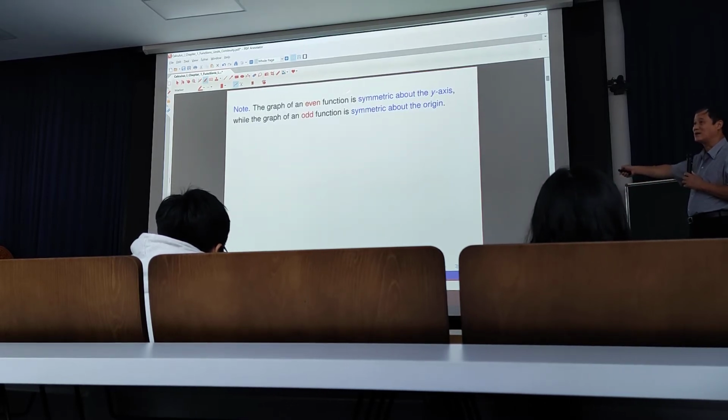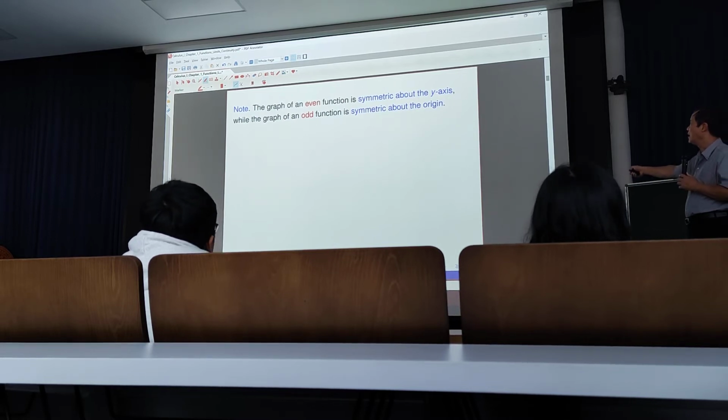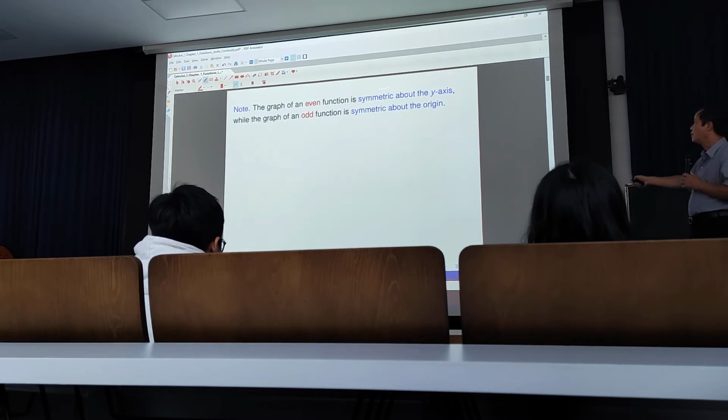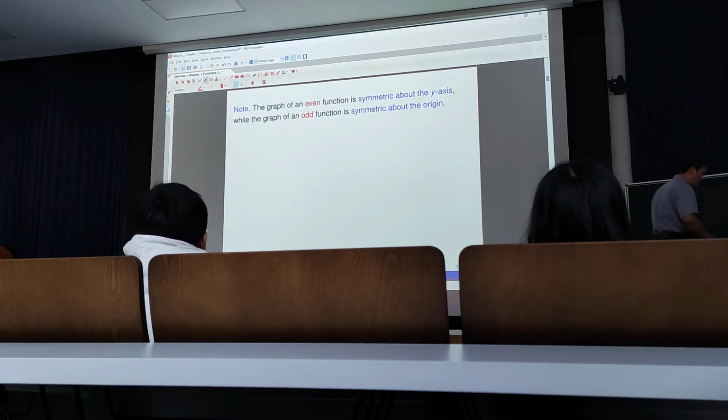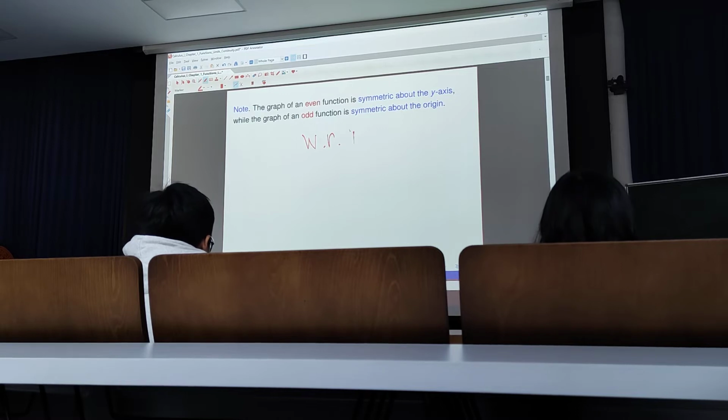And here the note, as I mentioned: this graph is symmetric about the y-axis, this graph is symmetric about the origin. We write about, or you can write with respect to, is okay. With respect to, in mathematics, you can write in the form with respect to. Okay?